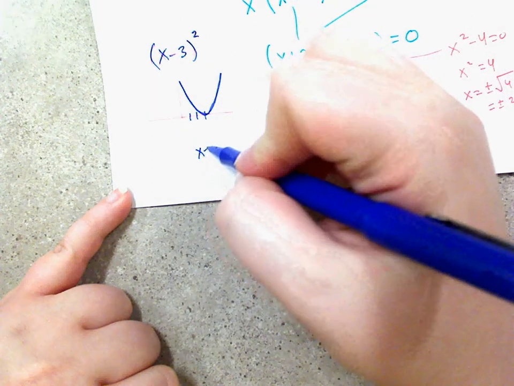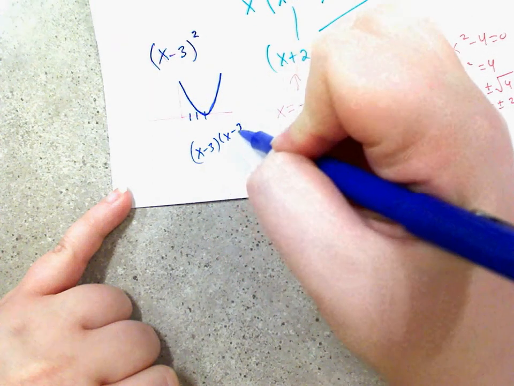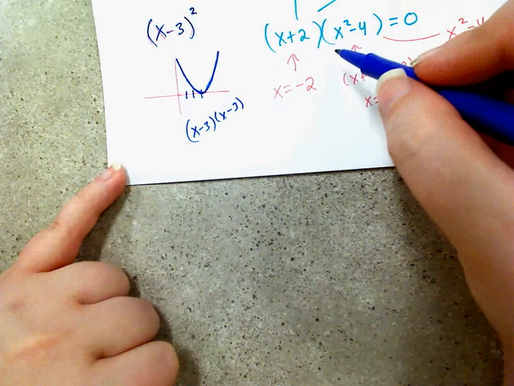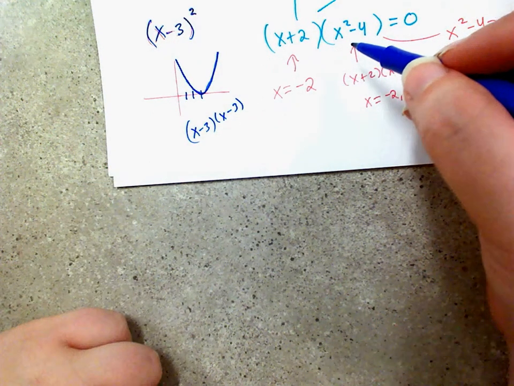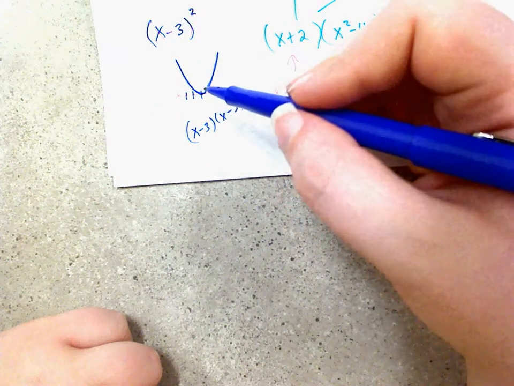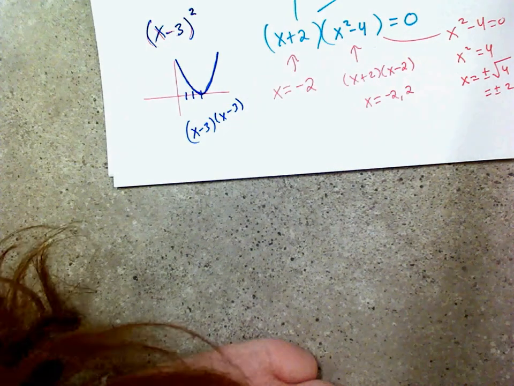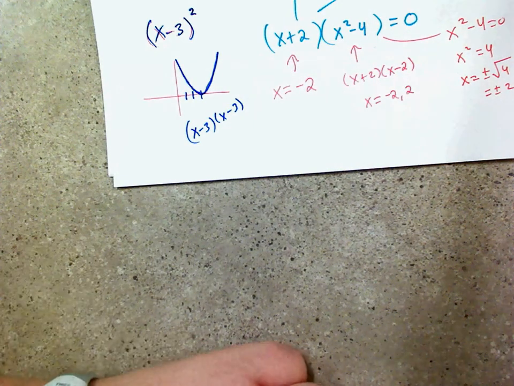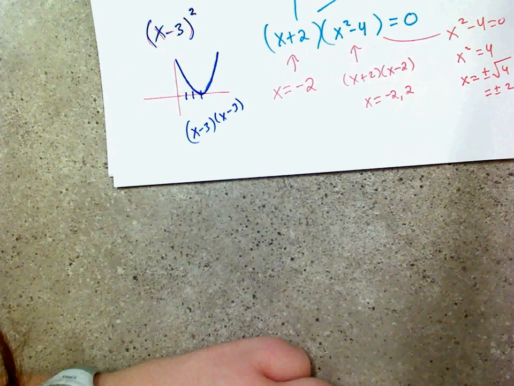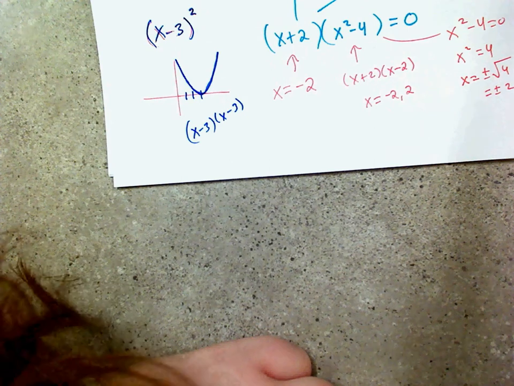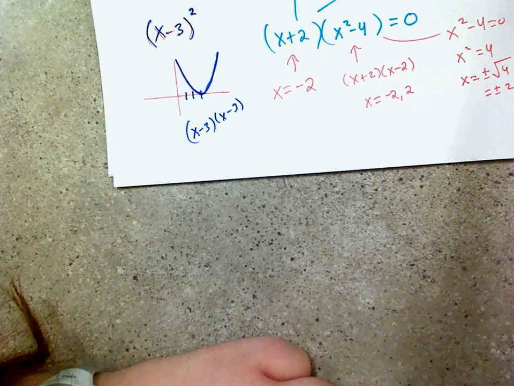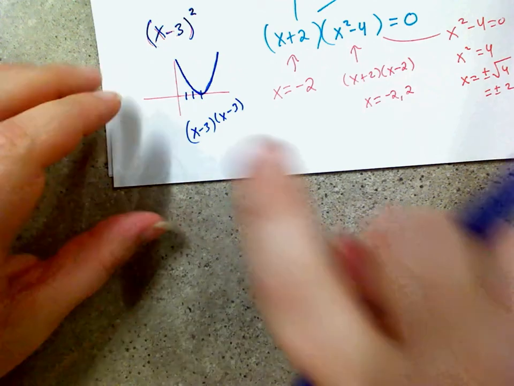X minus 3 times x minus 3, isn't that what we're dealing with here? X plus 2 and then another x plus 2. So it actually doesn't cross the x-axis. What does it do on the x-axis? Kind of sits on it. It bounces off of it, right? Comes down to it and then hits it and then goes back up, right? Okay, we'll talk more about that later, but that is technically what's happening.